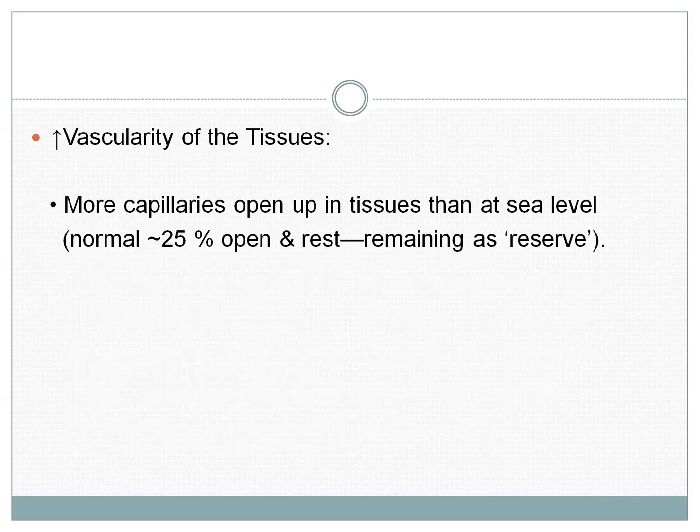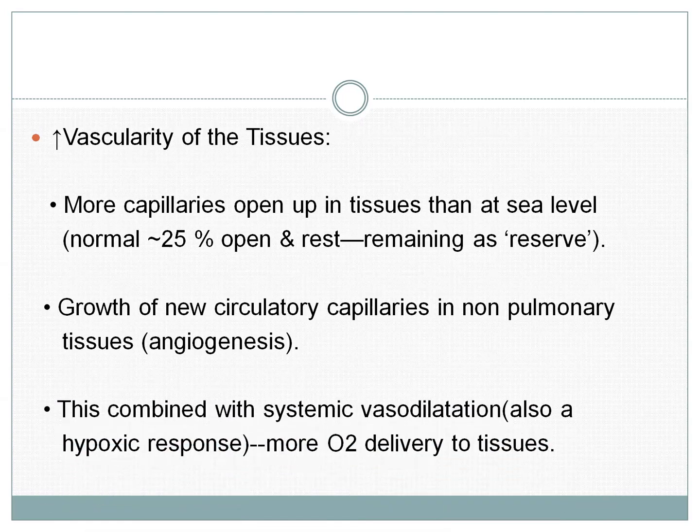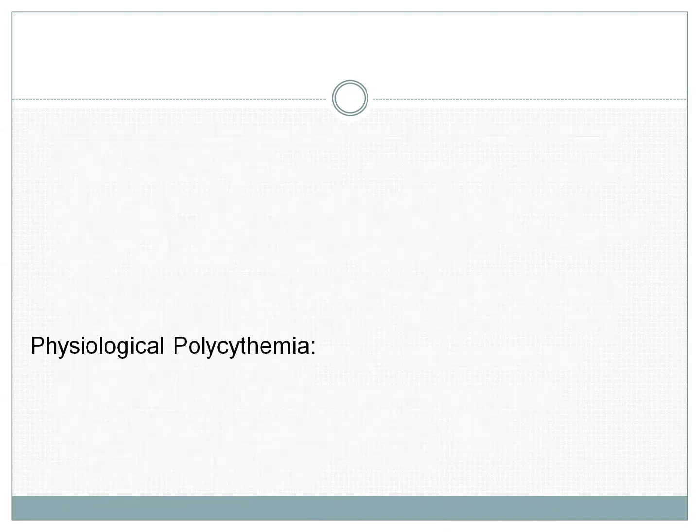Normally only 25% are open and the rest remain reserved. But all these will be open. Growth of new circulatory capillaries can occur, which is termed angiogenesis. Combined with systemic vasodilatation, more oxygen can be delivered to the tissues due to these responses.